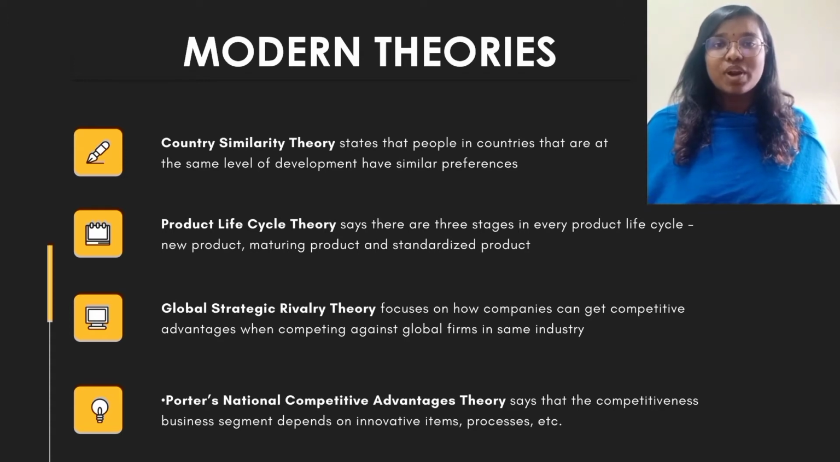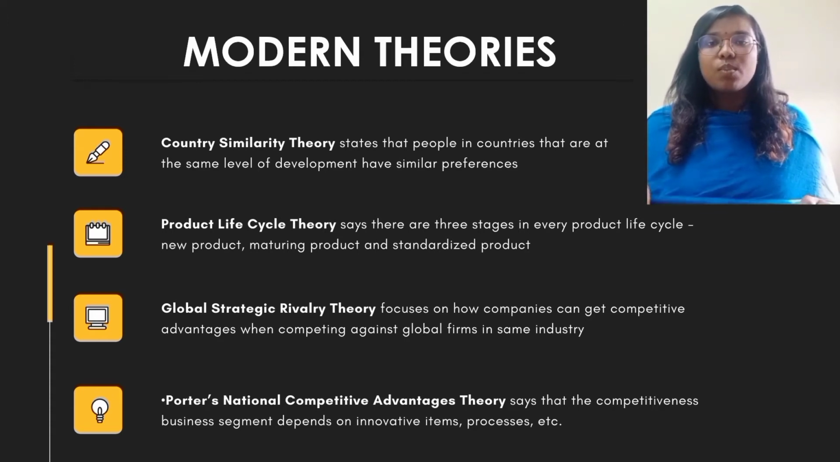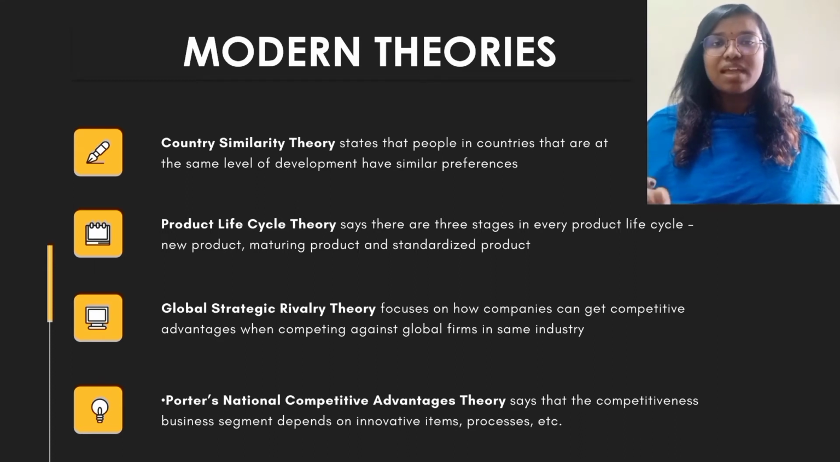The second one is product life cycle theory. One can find this theory in almost every college textbook. The credit for this theory goes to Raymond Vernon, a Harvard Business School professor. This theory, which came in 1960, says there are three stages in every life cycle. These stages are new product, maturing product, and standardized product.